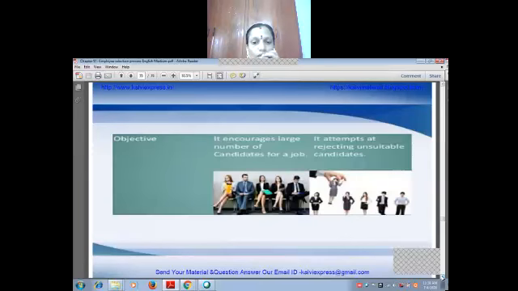Then the objective. Recruitment encourages a large number of candidates for the job. So recruitment shows that we are encouraging people to apply for the job. But selection attempts at rejecting unsuitable candidates. In that, however many applicants there are, we are going to select the suitable person, and we are rejecting the unsuitable candidates. The unsuitable person we are rejecting.